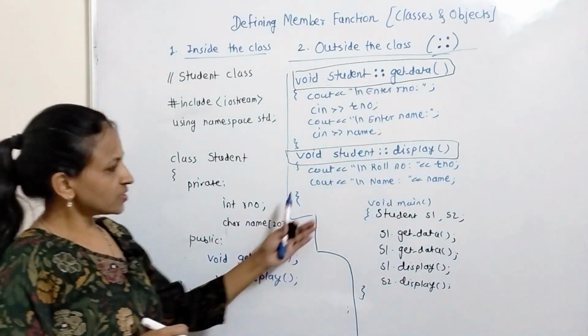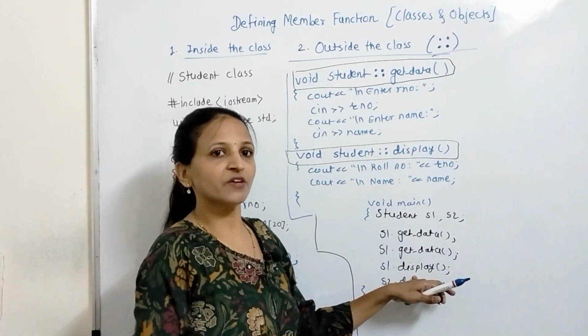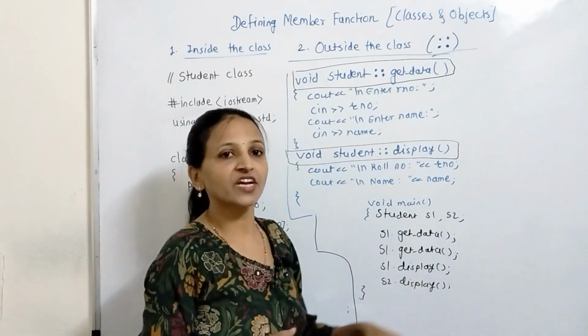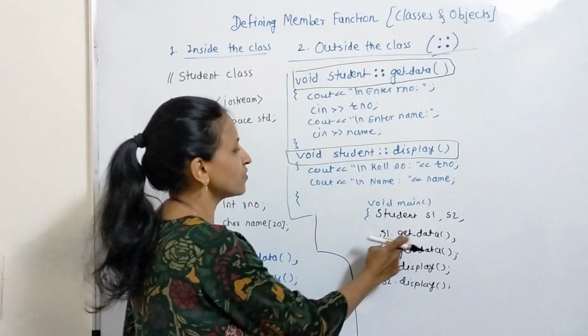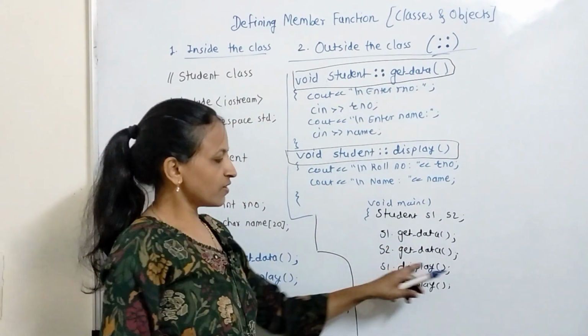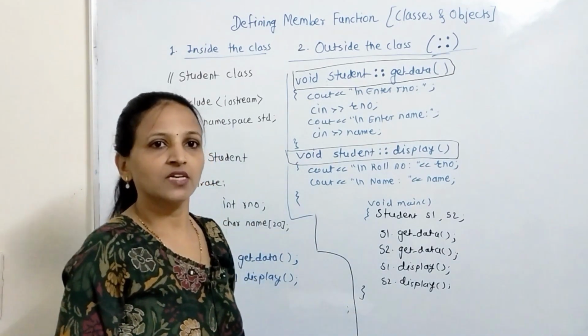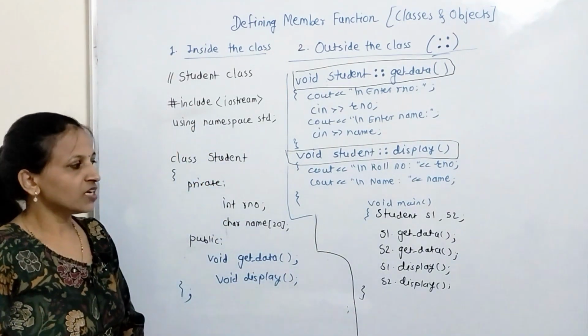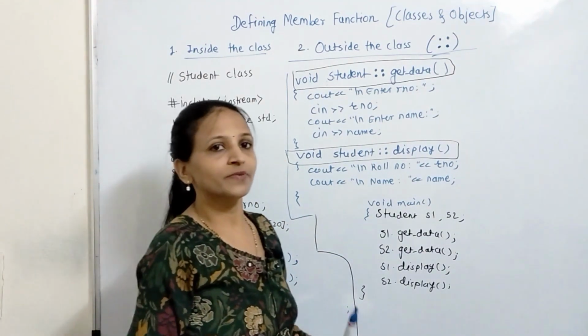Now, in the same way as in the previous example, using object dot we can call these member functions: s1 dot get data, s2 dot get data, then s1 dot display, s2 dot display. In this way we can call the member functions using object dot.